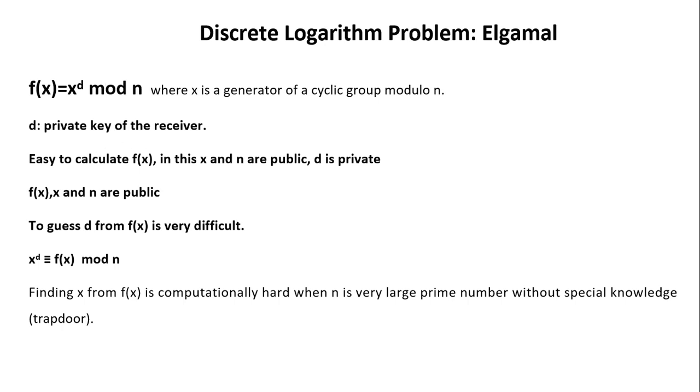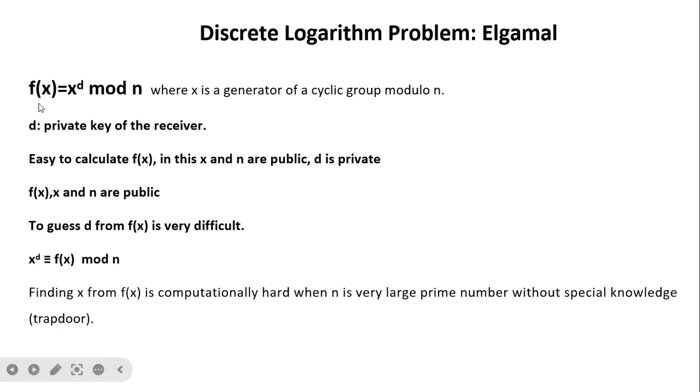It is very easy to calculate the f of x, since x and n are public and d is private. Therefore f of x, x and n are public, but if we want to guess d from the f of x, it is very difficult, because to guess the d we need to solve x raised to d congruent to f of x mod n. Now I will explain with an example.